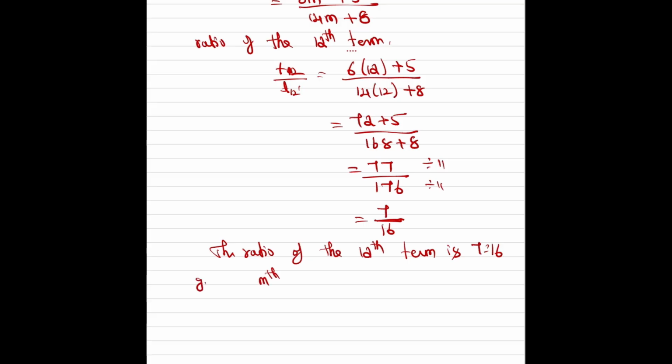And the general ratio of the mth term is 6m plus 5 is to 14m plus 8.